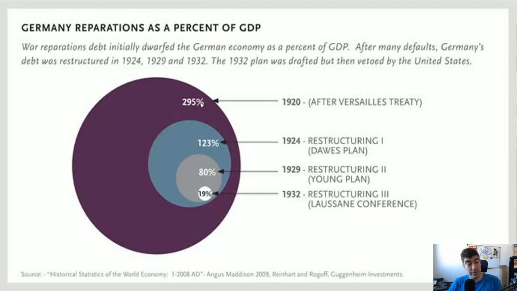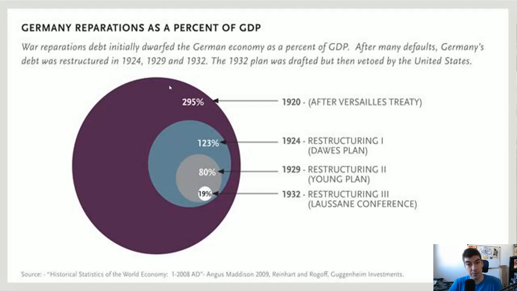And this plan was a success because in 1920, as you can see, the value of the war reparations was up to 295% of the German GDP, and after this plan started in 1924, and there were some revisions to this plan in the years after, the Young Plan and the Lausanne Conference.